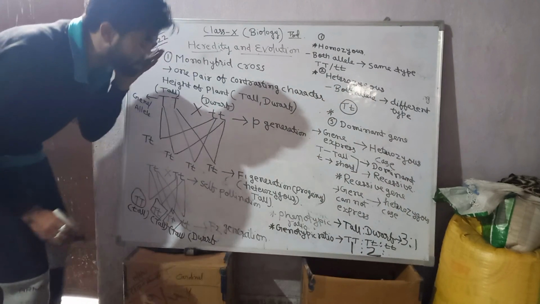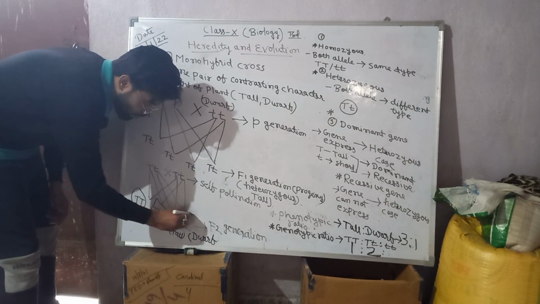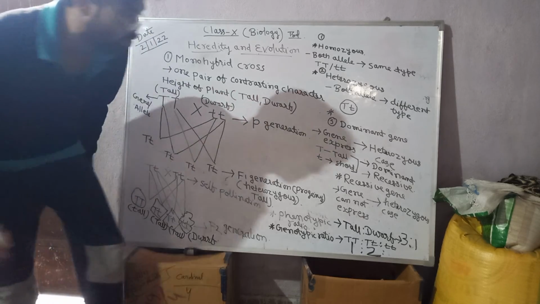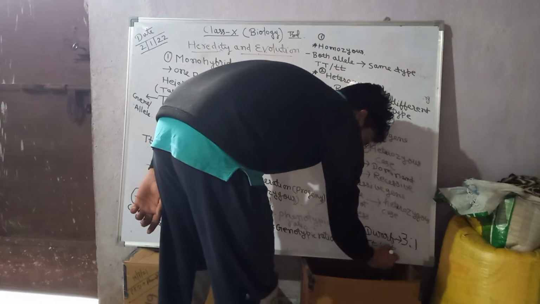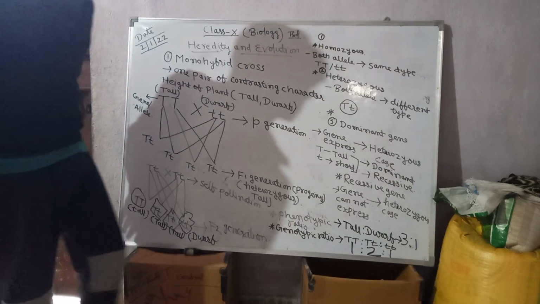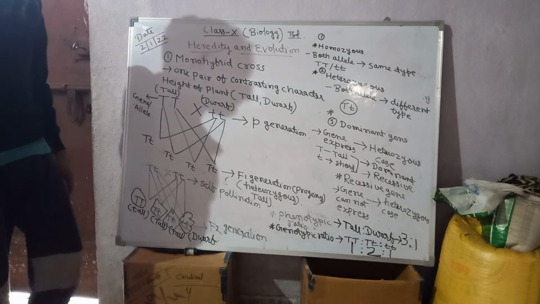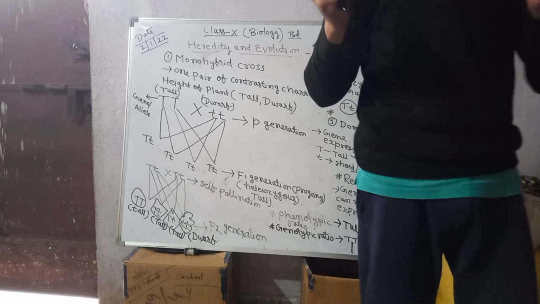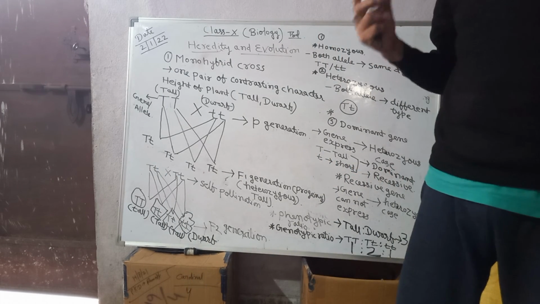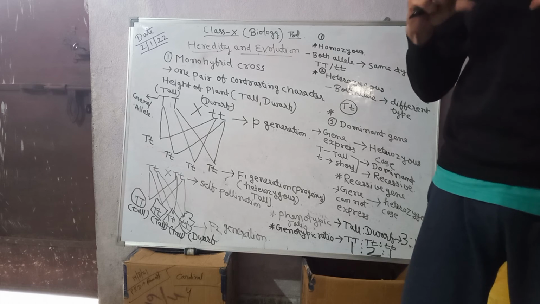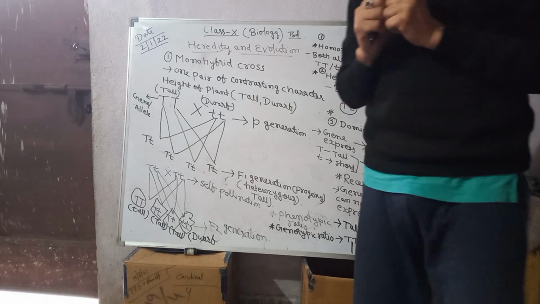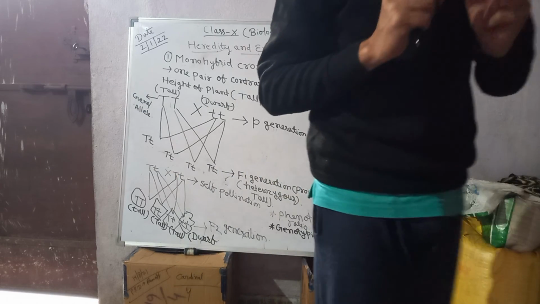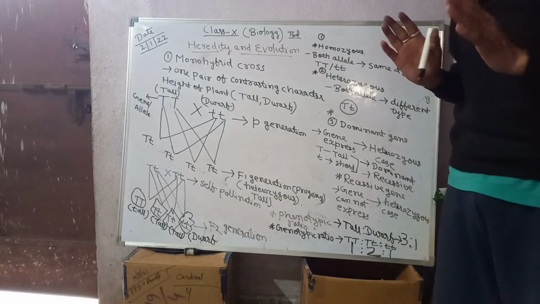And the third one is small t and small t. So here you are observing that it is again 1. So the genotypic ratio is 1:2:1. Phenotypic ratio is 3 is to 1, tall is to dwarf is 3 is to 1, and genotypic ratio, my dear student, is 1 is to 2 is to 1. You have to remember all these things.